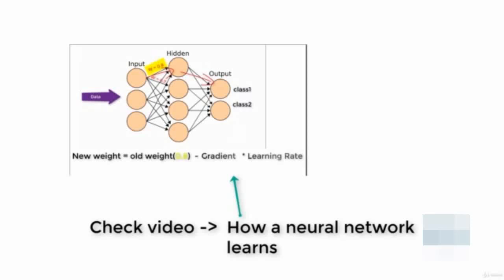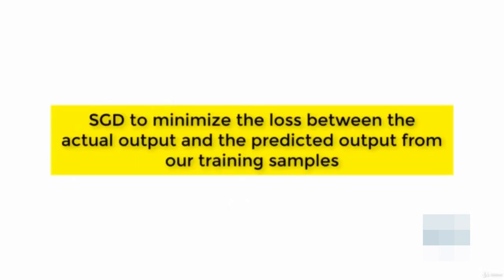When training a neural network to learn, we briefly mentioned the learning rate as a number that we multiply our resultant gradient by. Let's go more into that idea now. We know that the objective during training is for SGD to minimize the loss between the actual output and the predicted output from our training samples.